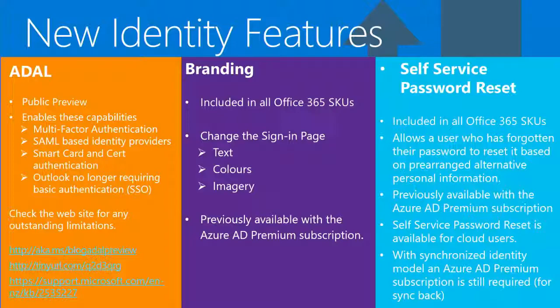And the other ones I talked about, self-service password reset. Again, used to be an AD Premium subscription feature. It's now available across all 365 subscriptions. So if you're running the cloud identity model, then users can use that immediately. They need to go set it up. They need to set up their pre-arranged alternative personal information, bunch of security questions. And importantly, they need to set up their mobile phone or a phone number because it's going to call them and they do the password reset to validate they are who they are. So that's already prefixed. If you want to use it with synchronized, again, you need the AD Premium subscription. So we can get that password synchronized from Azure AD back to on-prem.